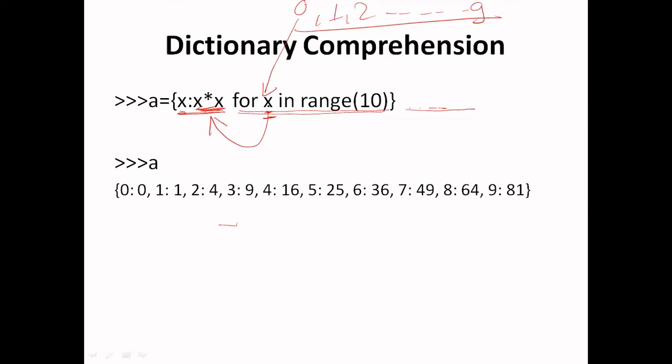The first value obtained for x is 0. So 0 colon 0 will be the first element. Then the next value obtained is 1, so we will evaluate the output part again. The next value will be 1 colon 1. The next value obtained for x is 2, so the next pair will become 2 colon 4. Similarly, 3 colon 9, 4 colon 16, 5 colon 25, and so on up to 9 colon 81. So that's how we can create a user defined dictionary.